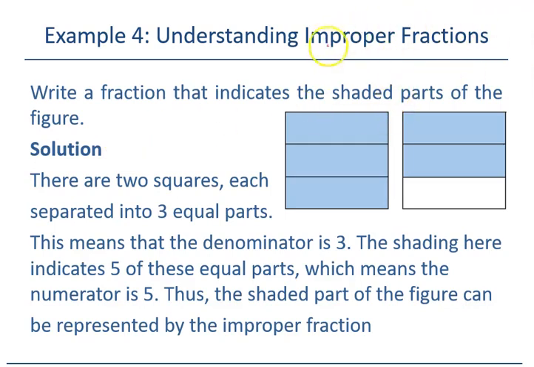Here is understanding improper fractions. Write a fraction that indicates the shaded part of the figure. There are 2 squares, each separated into 3 equal parts. Here they are, 1, 2, 3, 1, 2, 3. This means that the denominator is 3. The shading here indicates 5 of these equal parts, which means the numerator is 5. Thus, the shaded part of the fraction can be represented by the improper fraction. Notice, we've got 5 shaded areas, so it'd be 5 over what?